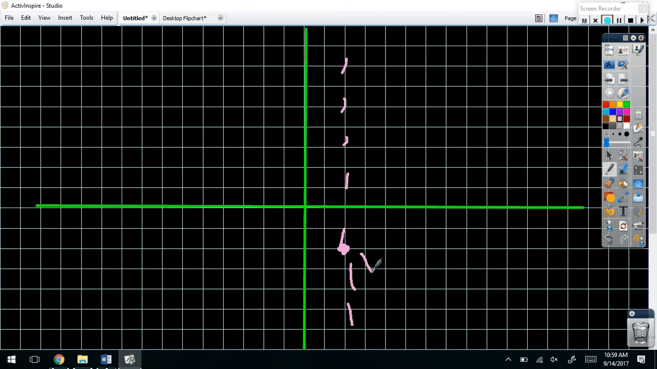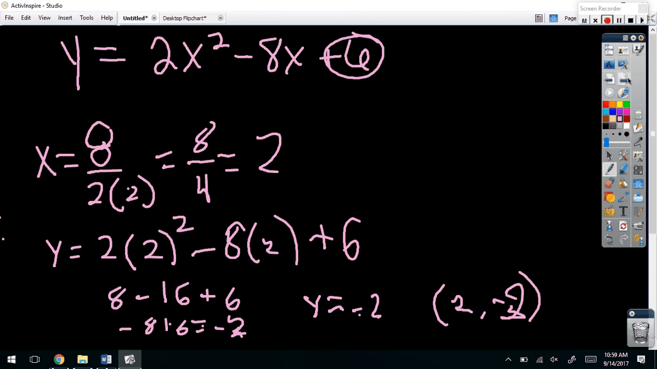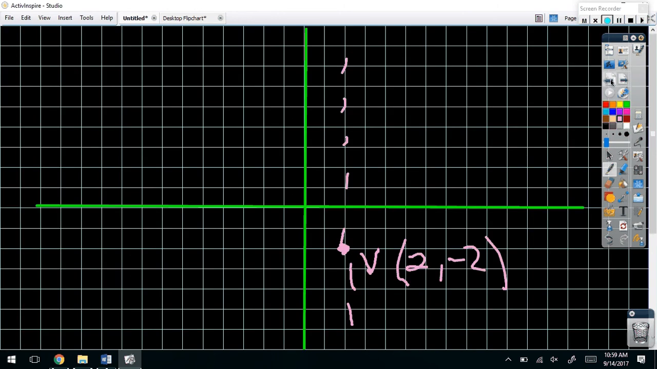Okay, now this is our vertex, which is 2, negative 2. Now we're going to plot our y-intercept, which is 6. So we're going to count up 6: 1, 2, 3, 4, 5, 6. And we're going to reflect over. We're going to go over, count 1, 2, and then count the other way 1, 2, and that's our answer. Good job. Now you've got to connect them.